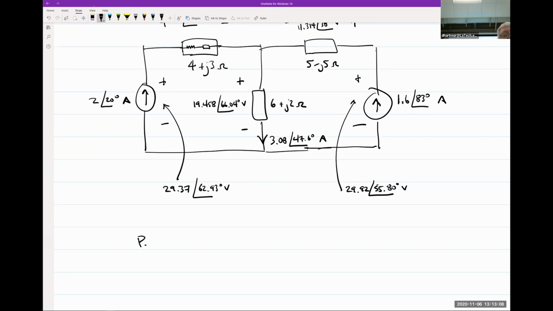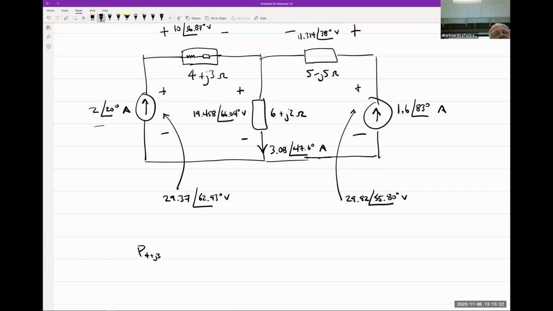If we were to find, say, the power of the 4 plus J3 box up there, let's find the average power for that complex impedance, 4 plus J3, right? We know the voltage across it. We know the current through it. Here's the voltage across it. Here's the current through it. So we can just go, right? 1/2 VM, which is 10 from up there, times IM, which is 2 from there, cosine of theta V, 56.87 degrees, minus theta I, which is 20 degrees, and punch that in the calculator, right?